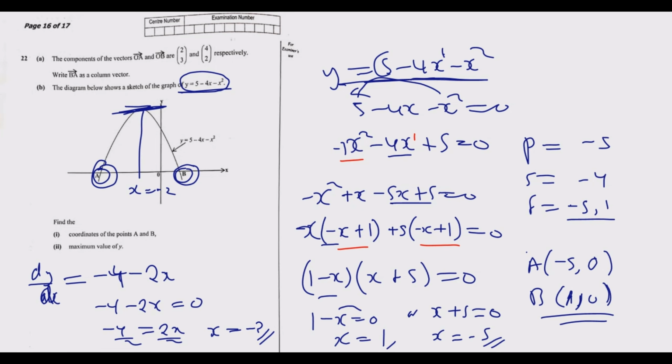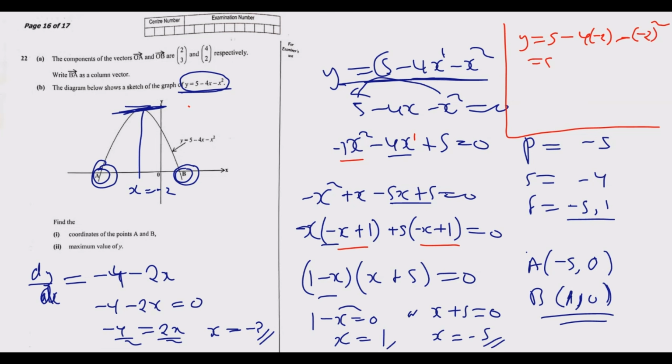y. So for us to find the maximum value, let me use this space. We substitute in this equation. So we have y is equal to 5 minus the value of 4, remember the value of x is negative 2, so it's 4 multiplied by negative 2. Then minus negative 2 squared.